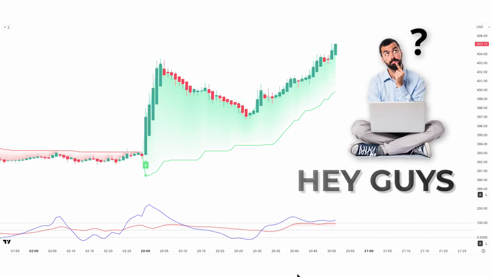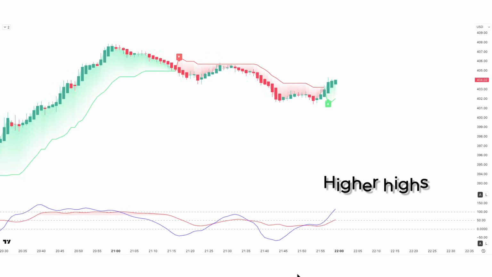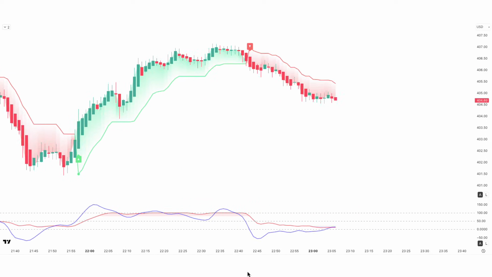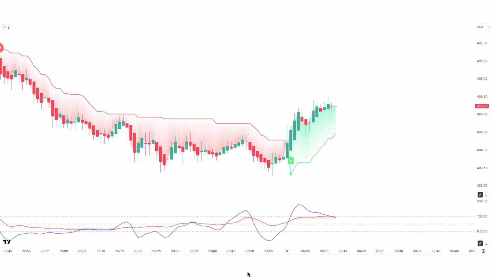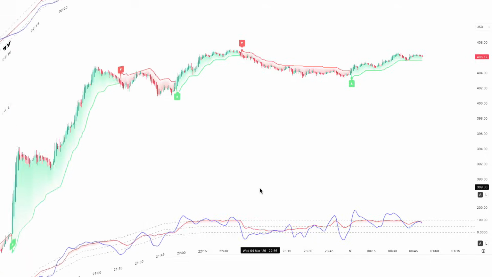Hey guys, most traders spend years trying to understand market structure. Higher highs, lower lows, breakouts, reversals. It can feel complicated, especially when the chart is moving fast. That's exactly why tools that simplify the chart can make a big difference.